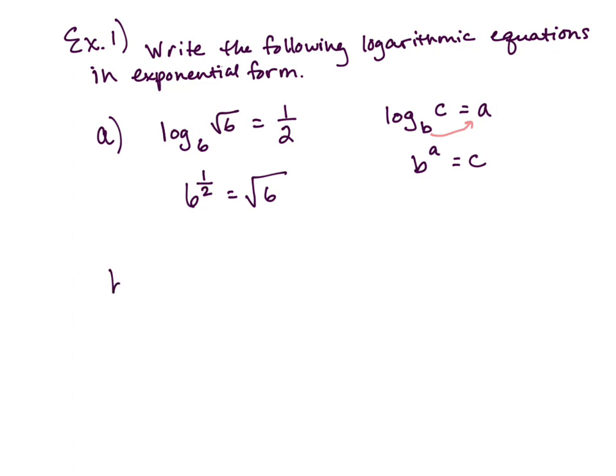Okay, let's try letter B. Log base 3 of 9 equals 2. So we're going to convert that. B to the A: 3 to the 2 equals 9. And is that true? That's how you can check yourself. Actually do the math. Yeah, that works. See, B to the A equals C. Any questions on that?